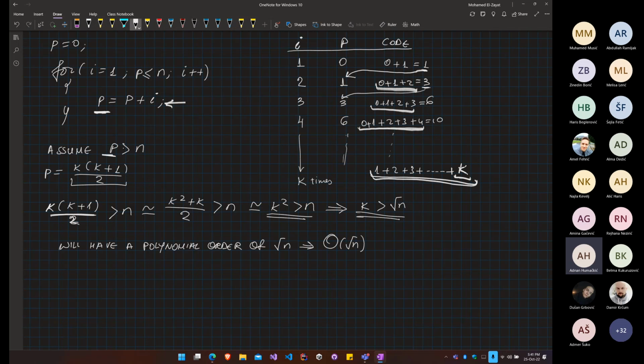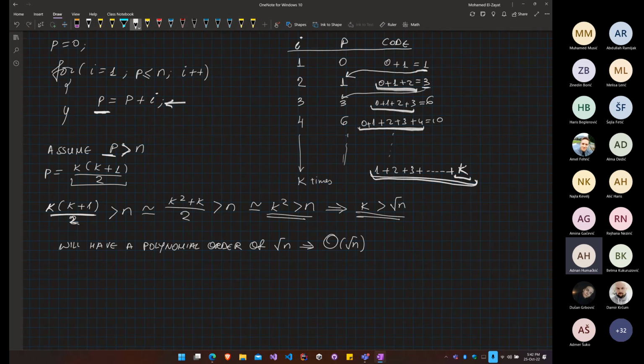And we said that if we would like to know the analysis of this code, we need to know when it will stop, so we can understand what is going to be the growth of this function, or what is the polynomial order of this function. So we said that this loop will stop when p is larger than n, because if p equals n, it will still loop, it will still work.